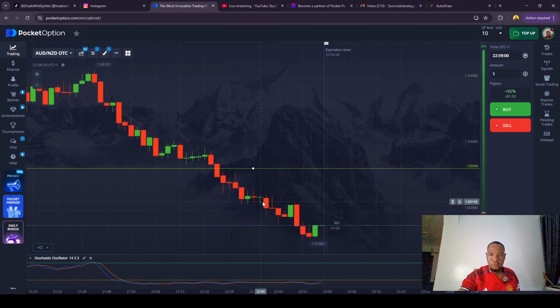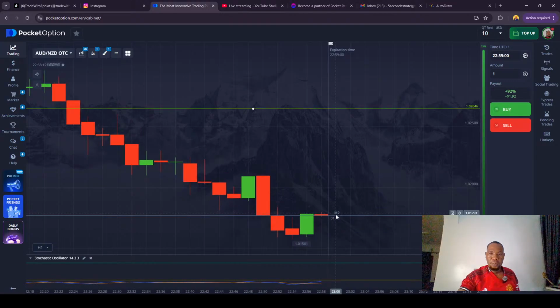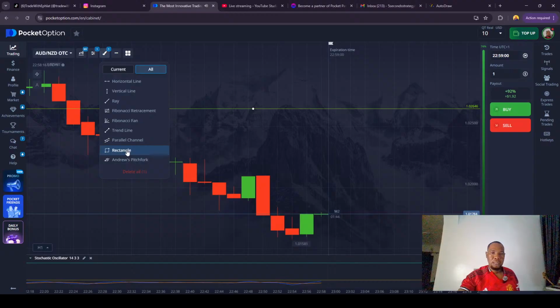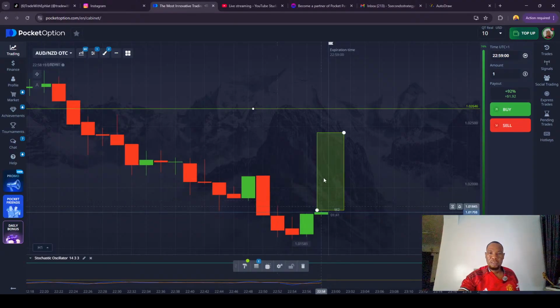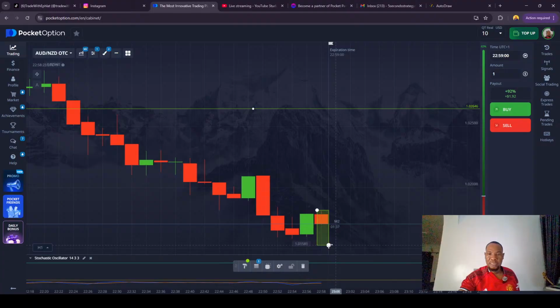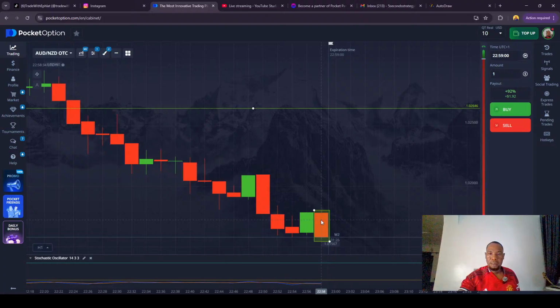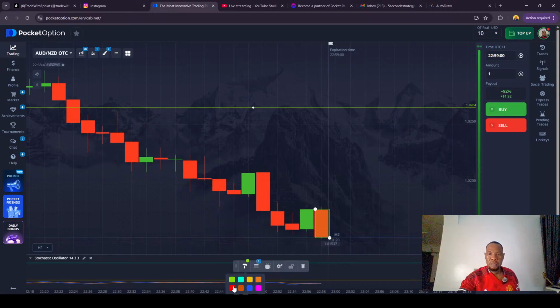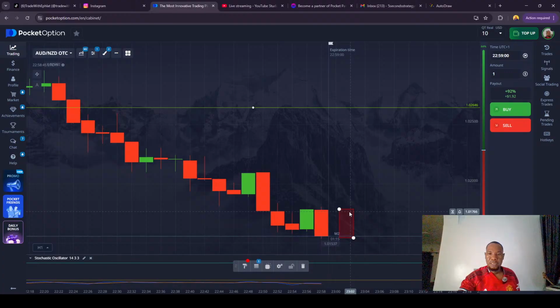So what am I waiting for? I'm waiting for a red candle that is going to appear. So something like this, a red candle like this. So if this candle is going to close like this, then we will know that the downward trend is likely to continue. There's a probability that the downward trend will continue.